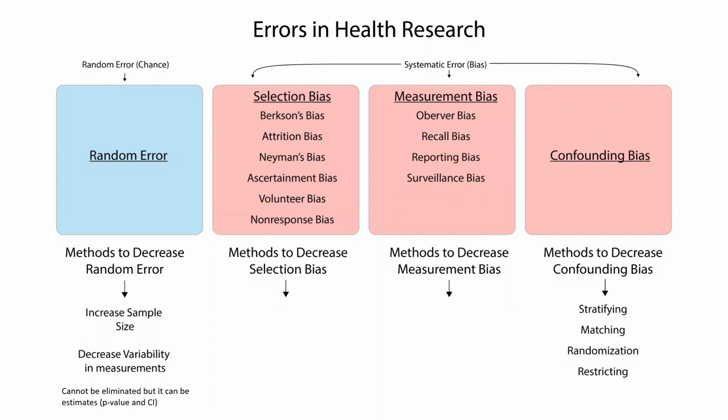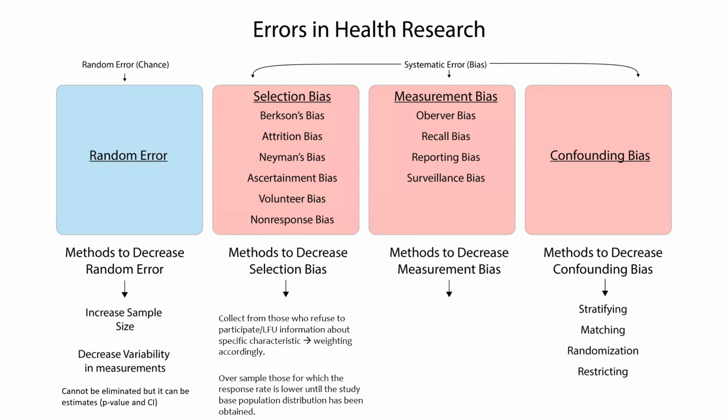What I can also do for non-response bias is try to collect the information of people who refuse to participate, or for example, loss to follow up. I can try to collect the information of people who don't want to continue in my study, and this is a way I can compare the characteristics of people who are leaving the study or not accepting to participate, and try to do some weighting later on in the analysis.